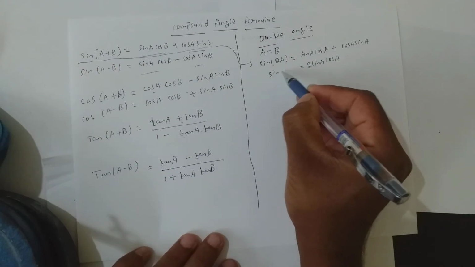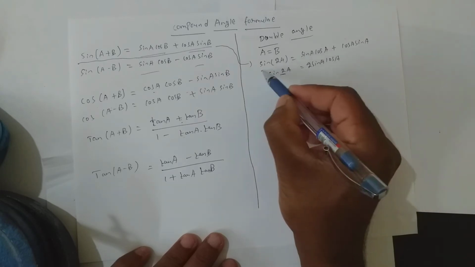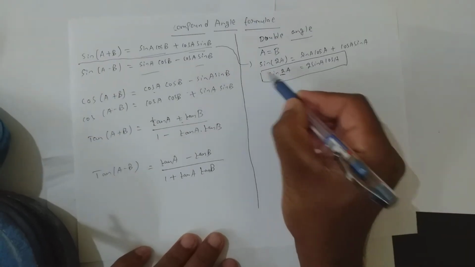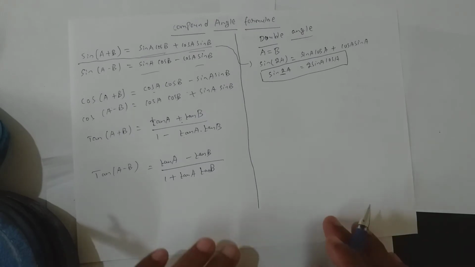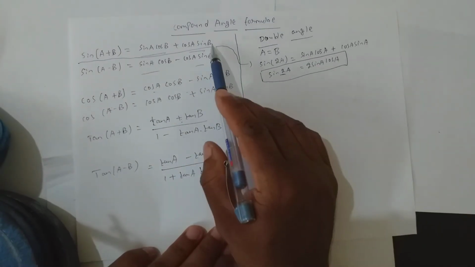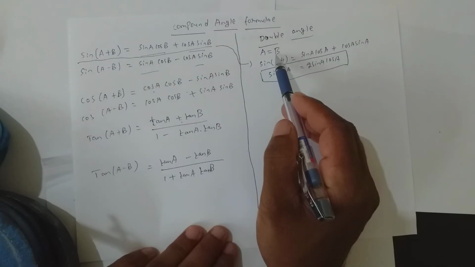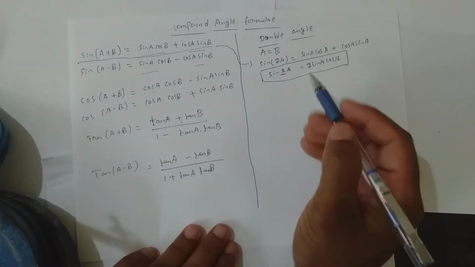This is the formula for sin 2A. Double angle means double of the angle. So sin 2A is equal to 2 sin A cos A. This formula is derived from the sum formula only. When I replace A equal to B, I get sin 2A.